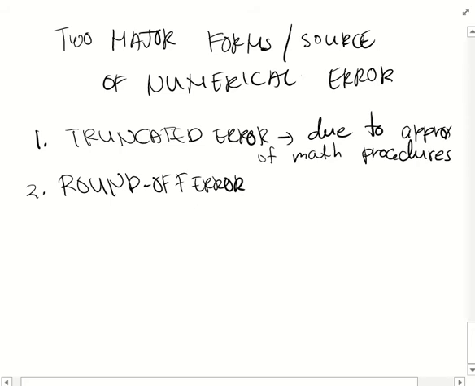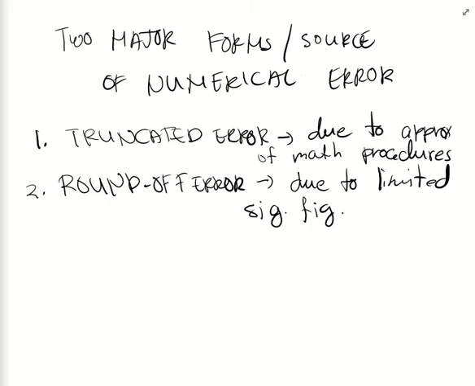How about a round off error? A round off error is also because of approximation, but mainly due to the limited significant figures used to represent the exact numbers, and because of that, we call it the round off error. It's due to rounding.